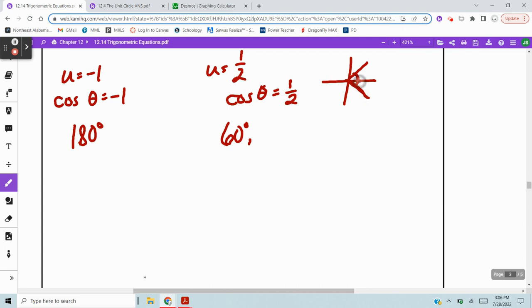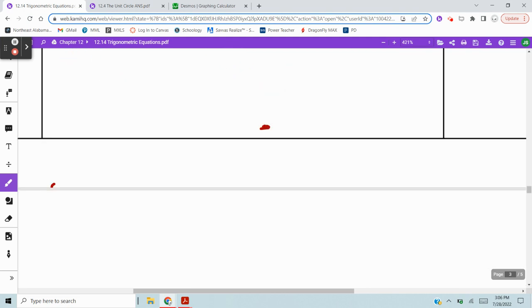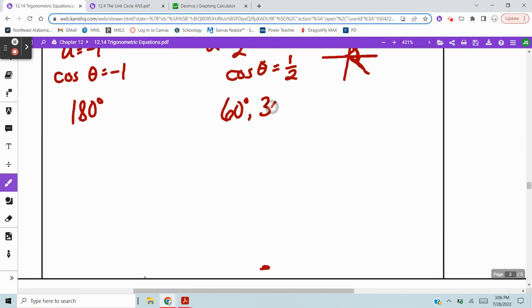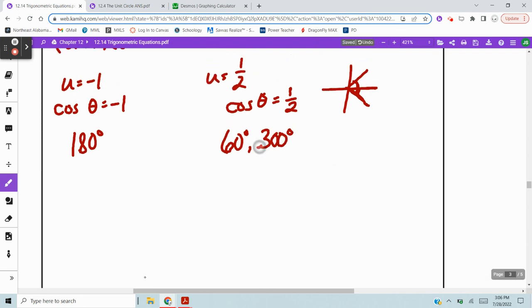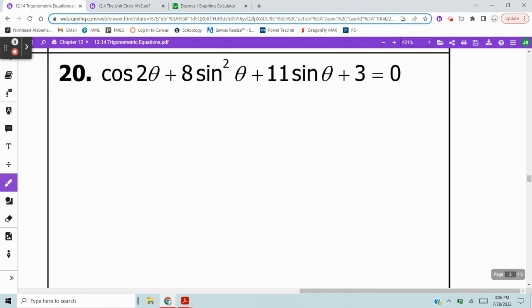This angle right here will then be 60 degrees short of 360, which will be 300, which is my second answer. Since they're only looking for answers between 0 and 180, that would mean 60 and 180 are my two answers. Okay, finally, number 20, the last one.